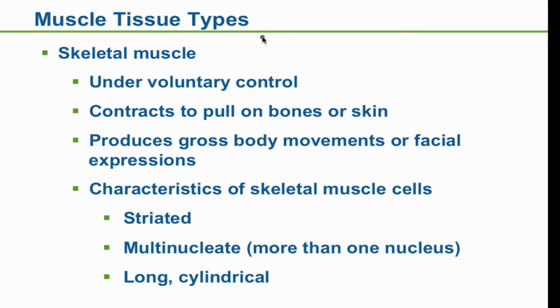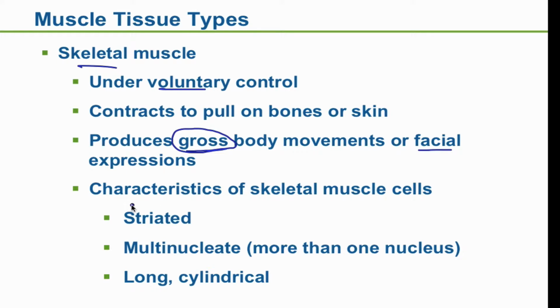Okay, so skeletal muscle is our first one. Skeletal muscle is under voluntary control. Skeletal muscle contracts to pull on bones or on skin, and it'll produce gross body movements. Okay, gross doesn't mean yucky. What does gross mean? Hopefully you're saying to me right now, gross means whole body movements, okay, or facial expressions.